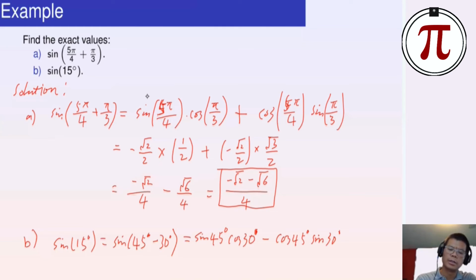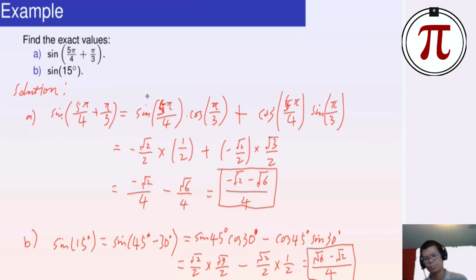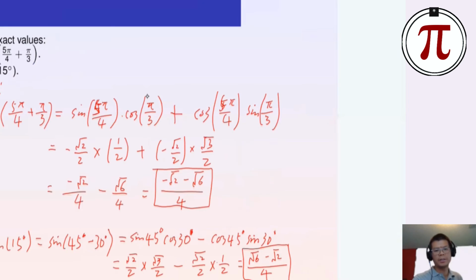Okay, and you got this one, right? Square root of 2 over 2 times square root of 3 over 2 minus square root of 2 over 2 times 1 over 2. So which equals square root of 6... Yes. Okay, very good. Consider another one.